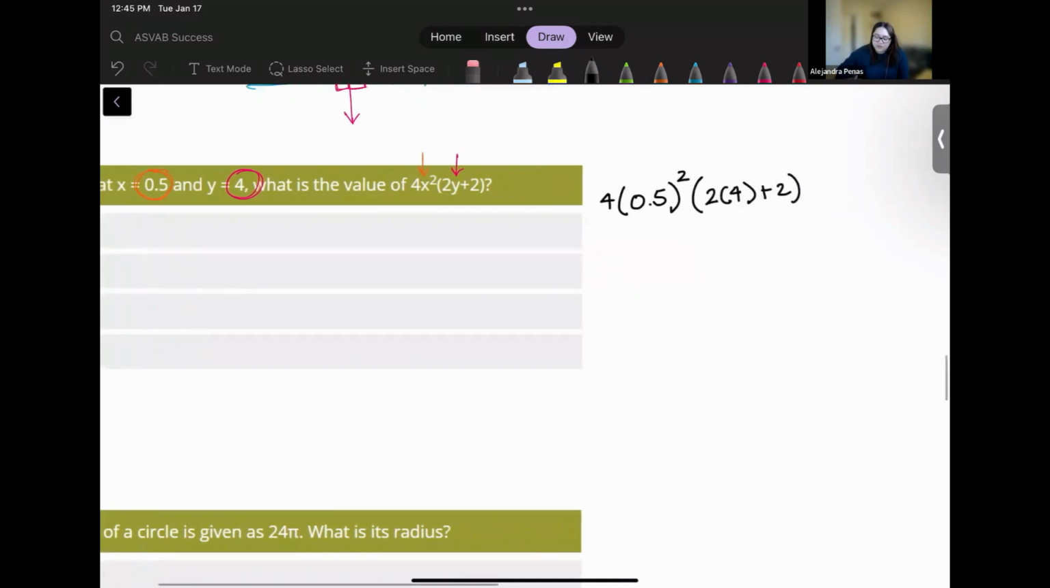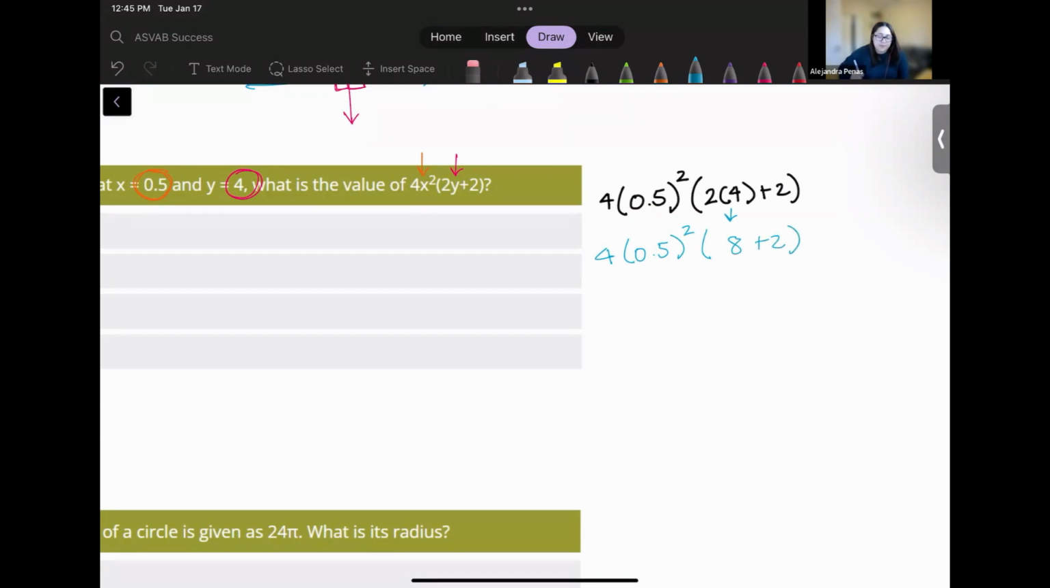Beautiful. So PEMDAS states that first we start with the parentheses. So looking inside the parentheses, what should I do first? Should I multiply first or should I add first? Multiply first. So I'm going to write everything else exactly the same because nothing has been done to it. So 2 times 4, thank you. 2 times 4 is going to be 8 plus 2.